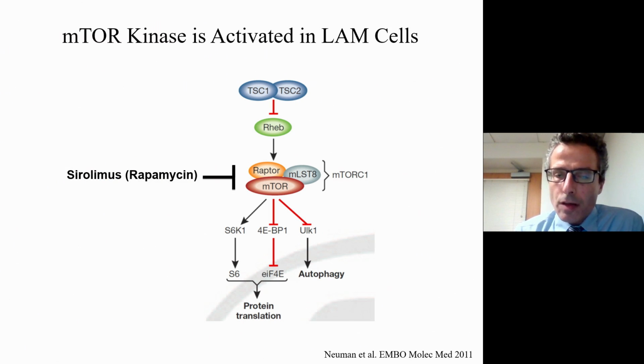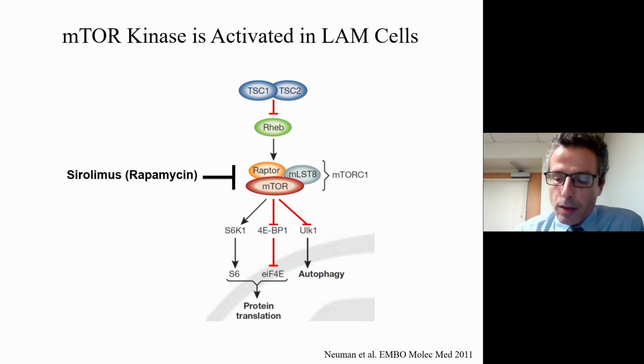Now, LAM is caused by mutations in the tuberous sclerosis complex 1 or tuberous sclerosis complex 2 genes. And the pathway downstream of TSC1 and TSC2 is very well known. It involves the mechanistic target of rapamycin, the mTOR complex. And we actually have a very good drug that blocks mTOR, called sirolimus or rapamycin. And rapamycin has been in clinical use for quite some time now for kidney transplant.